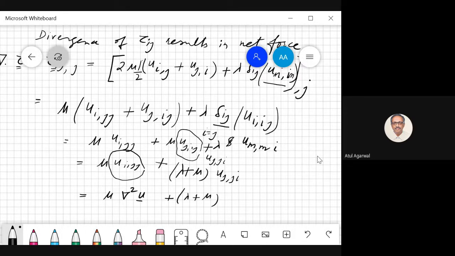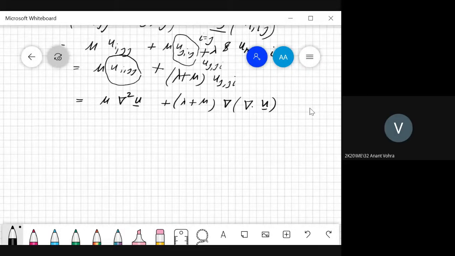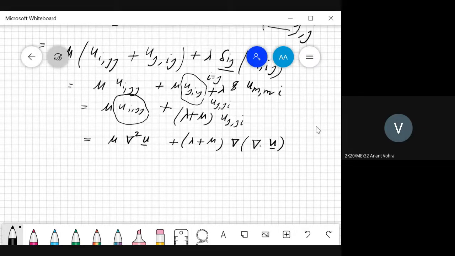And this is what? Gradient of divergence of velocity. Can you see this? Yes, sir. Excuse me, sir. How did you replace u_j,ji with u_m,mi? You're saying here? Yes, sir.